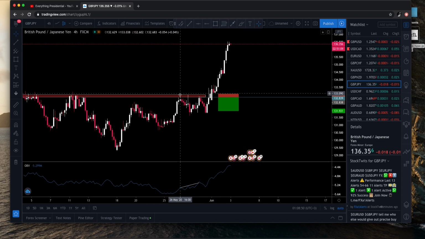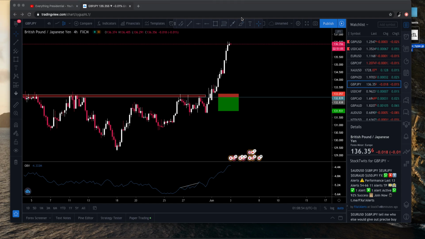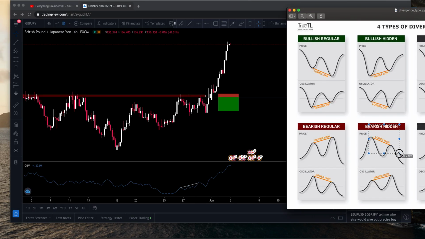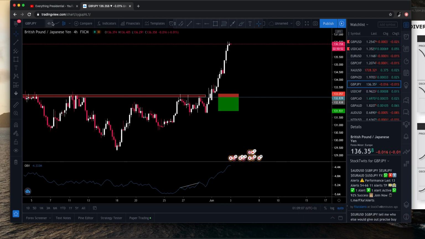So once again, the market is making equal or lower highs, but the indicator is making higher highs. What is this? Well, the same thing. Market is making equal or lower highs, but on the oscillator or the indicator it's making higher highs. Bearish hidden divergence, also on the 4-hour time frame, which means that the market is going to continue lower.